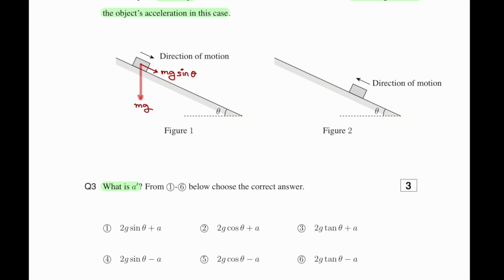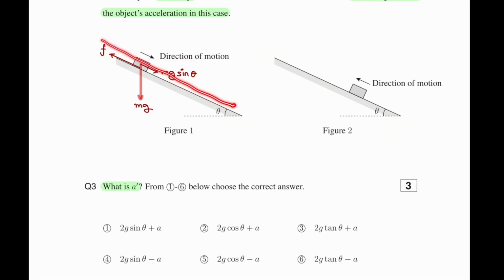Since there is friction between the object and the surface, I have friction here. Friction will oppose the motion. Since the object moves down the slope, the friction is going up. This is the frictional force. These two forces are the only forces that act along the direction of the motion.